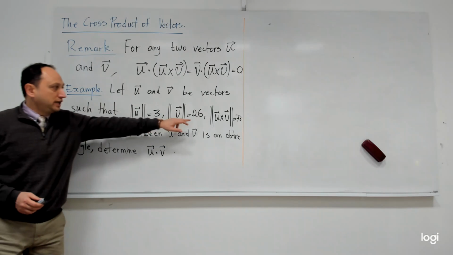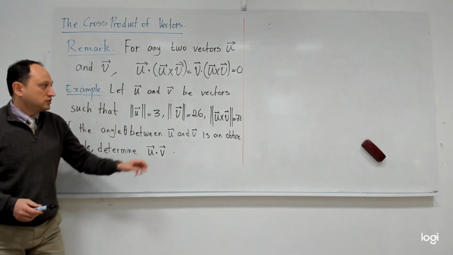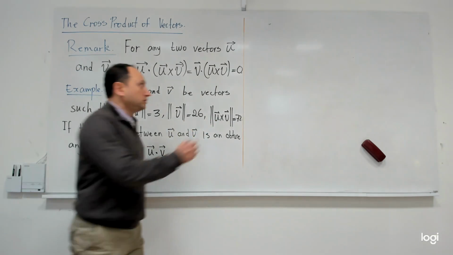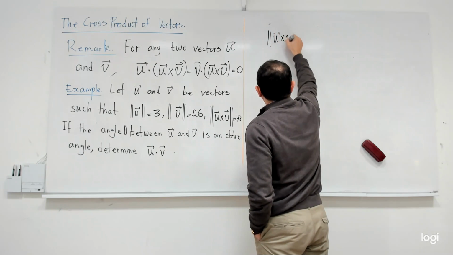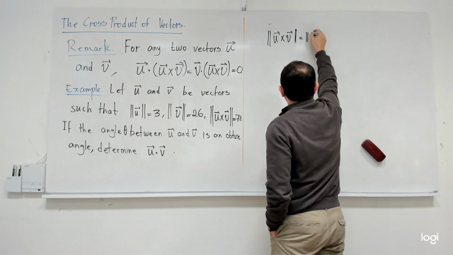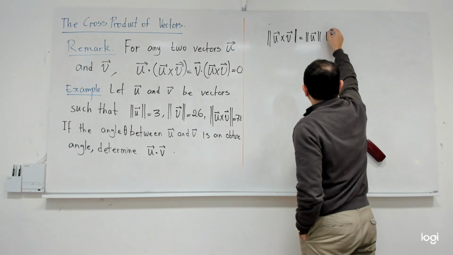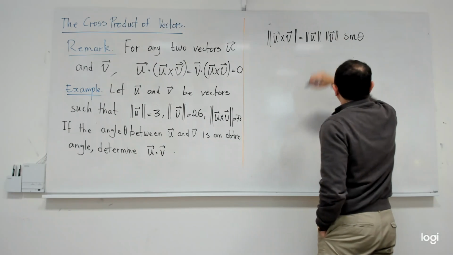So here, let us see. Do you remember today we talked about this one? This is not something that you knew before, yes? So do you remember the formula? The norm of u cross v is equal to the norm of the first one, the norm of the second one, multiplied by the sine of the angle between them.